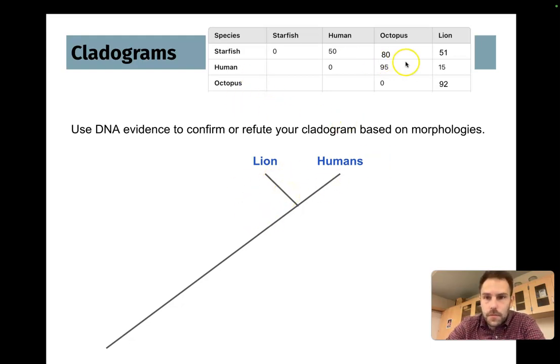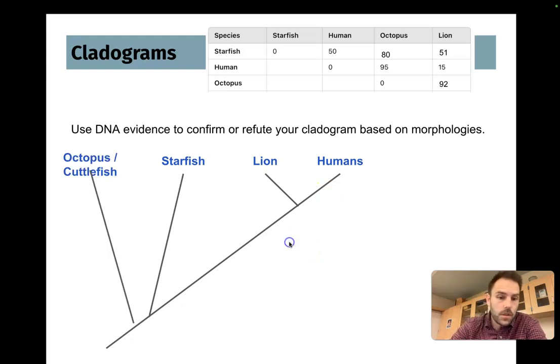All right, so now if I look at humans, the next closest is the starfish. For humans it looks like it's 50 right here, right? And so that's more than 15. So I'm going to make a line here for starfish. Then the question is, do I put the octopus here or do I put it over here? Well, when I look at the octopus, it's 92 differences between lions and octopuses, and for humans and octopuses, 95 DNA differences for that particular sequence. So that's actually more than starfish, which means we need to put it further down on the list.